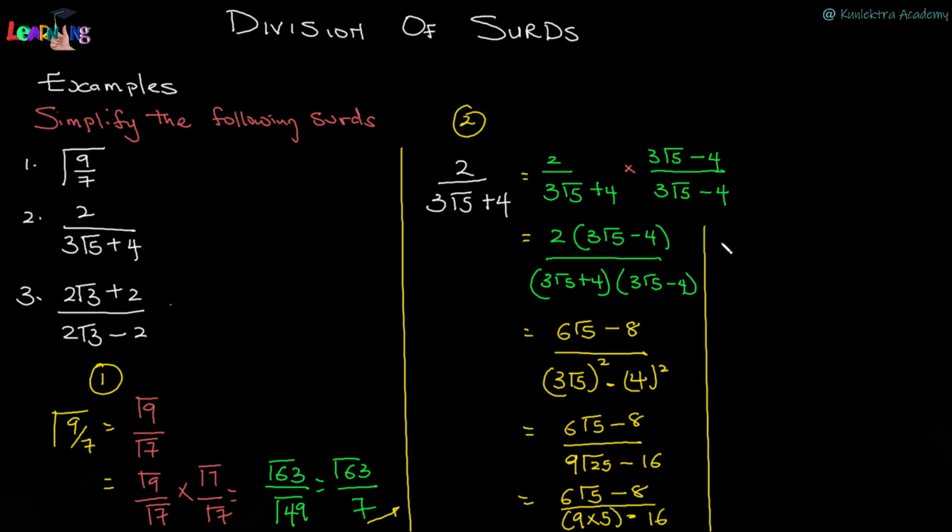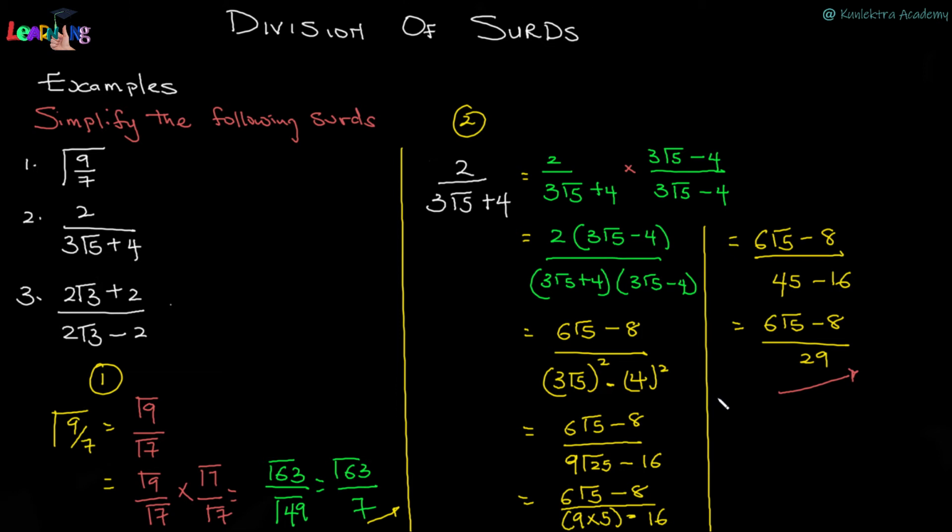Now let me move up. You have it to be equal to 6 root 5 minus 8 over 9 times 5, 45 minus 16. Then you have 6 root 5 minus 8 over 45 minus 16, which will give us 29. Do you see? You've been able to rationalize the denominator. That's all about division of surds.